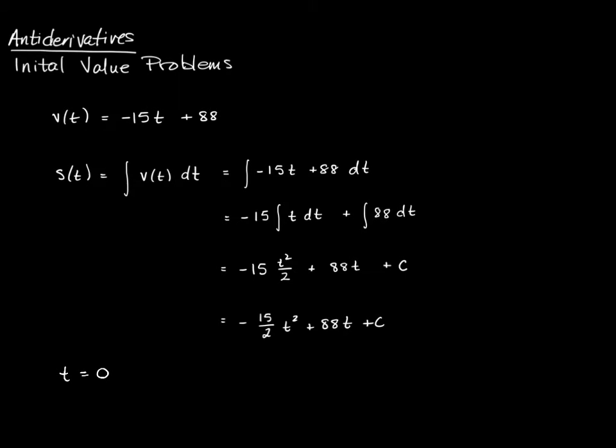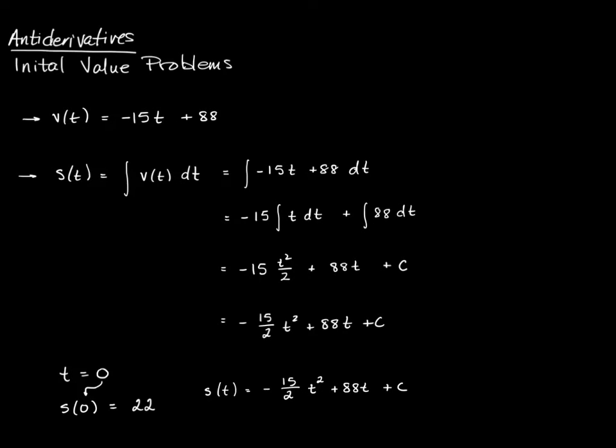And oftentimes you'll see a problem written like this where you're given v of t, you're asked to find s of t, but then you're also told that s of 0, when t equals 0, is equal to some number. Let's say in this case we're told that s of 0 is 22. What this means is that since now we know the position function but with the plus c in it, but we also know that s of 0 is 22, we can rewrite this position function with a 0 in place.